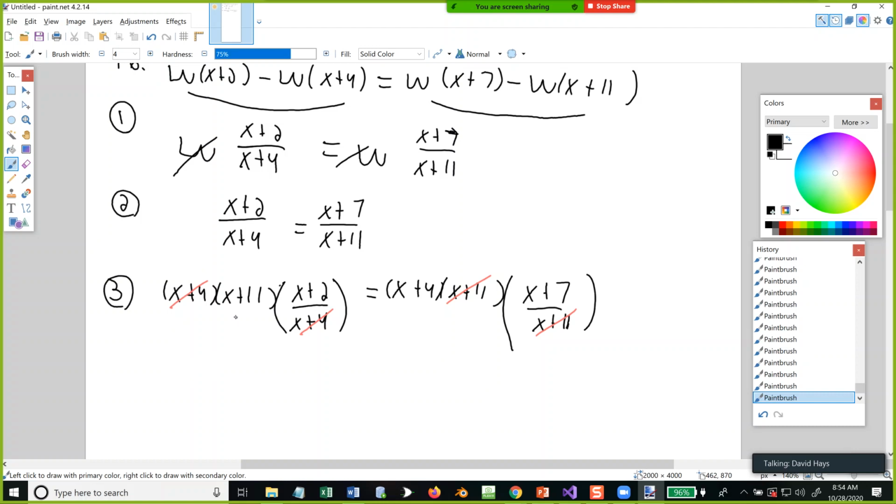Now we're going to FOIL those. X times x is x squared. X times 2 is 2x. 11 times x is 11x. 11 times 2 is 22. Over here, x times x is x squared. X times 7 is 7x. 4 times x is 4x. 4 times 7 is 28.